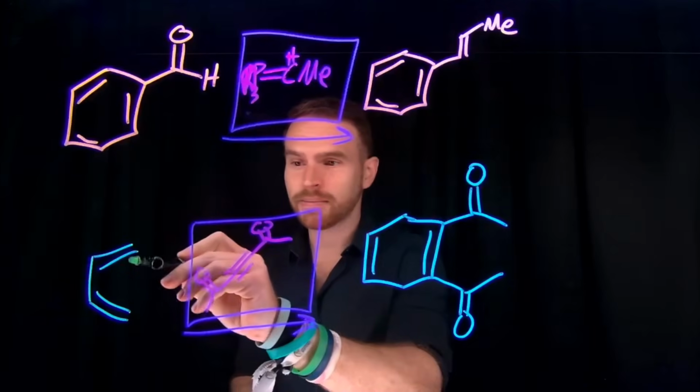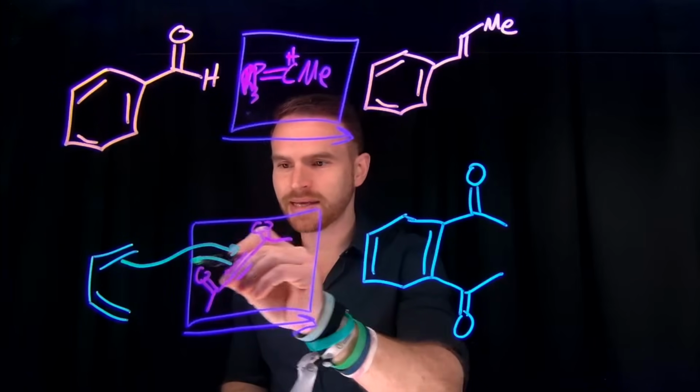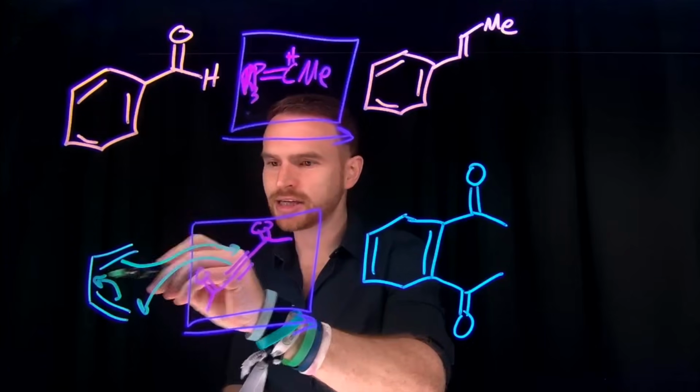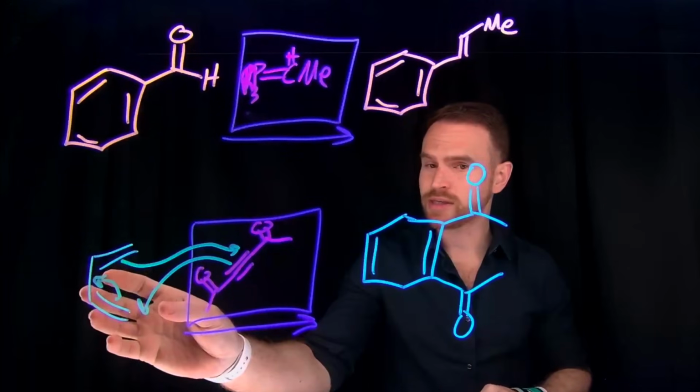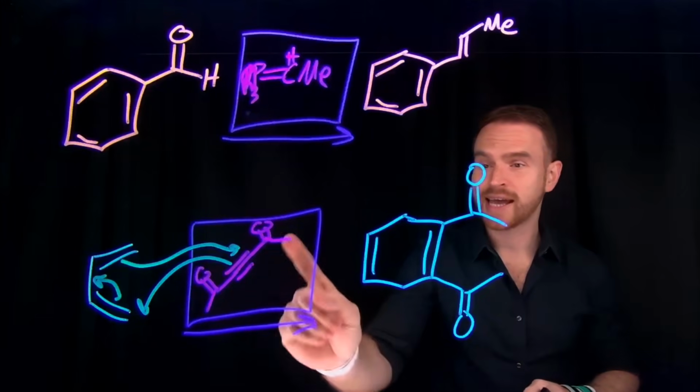Remember, the mechanism is a one-step concerted mechanism in Diels-Alder reactions in which the electron flow happens simultaneously. And this is how we turn this 1,3-butadiene into this product in just a single step.